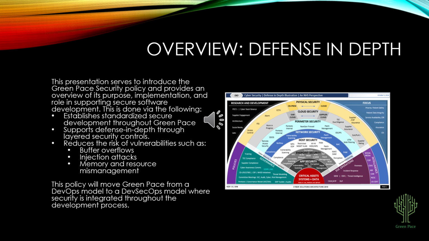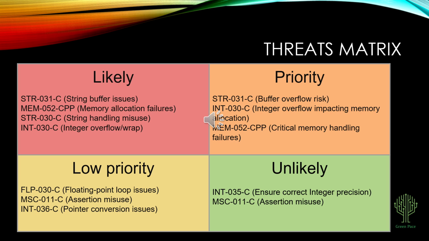Overall, this policy transitions GreenPace from a traditional DevOps model to a DevSecOps model, where security is integrated throughout the development lifecycle. This matrix categorizes security risks based on likelihood and impact. High-risk areas include memory handling, string safety, and integer operations, which are common sources of vulnerabilities in C and C++ systems. Lower risk areas tend to impact system reliability rather than direct exploitation. This prioritization helps focus mitigation efforts on the most critical vulnerabilities first.